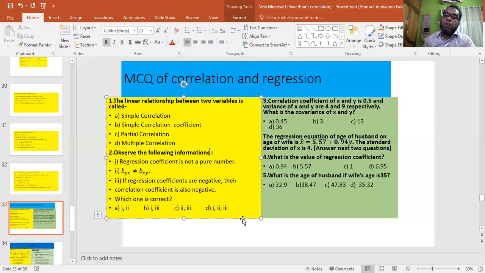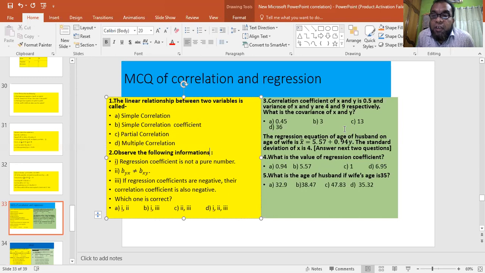You know the covariance of XY equals R sigma X into sigma Y. What is the formula? R sigma X into sigma Y. What is R? 0.5. What is sigma X? 2. What is sigma Y? 3. So 0.5 into 2 into 3, that is 3. So the answer is B. You have to know the formula of covariance XY: R sigma X sigma Y.